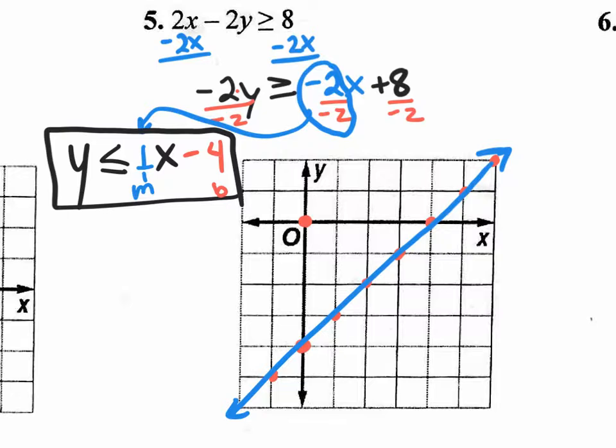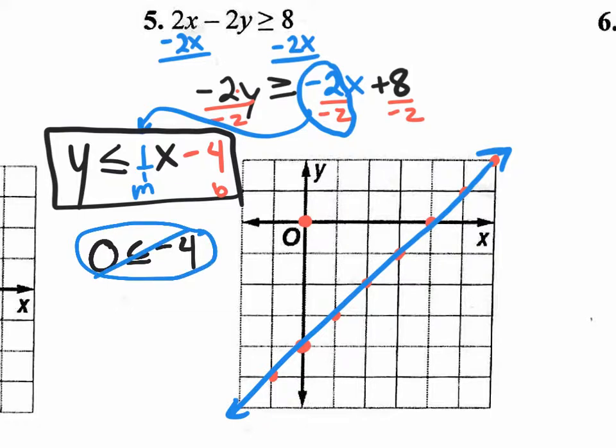Okay, so let's go with the modified one, with the y is less than or equal to x minus 4. If I plug in a 0 right there where the x is at, and then I plug in a 0 right there where the y is at, it's going to say 0 is less than or equal to 0 minus 4. So let me write that. 0 is less than or equal to negative 4. What do you guys say about that? Is 0 less than or equal to negative 4?